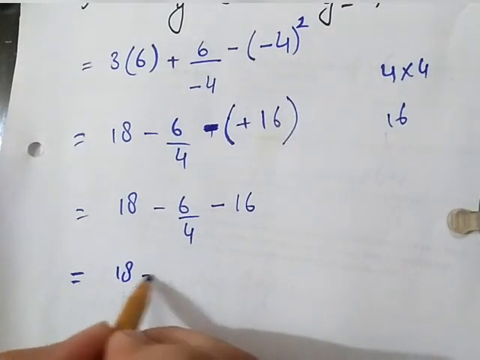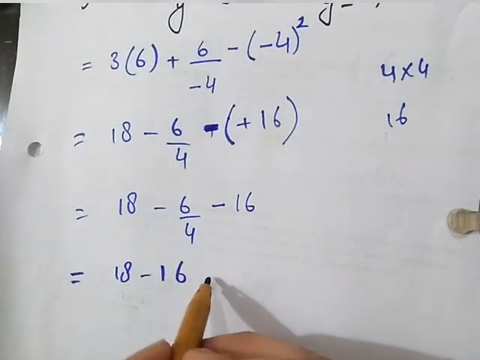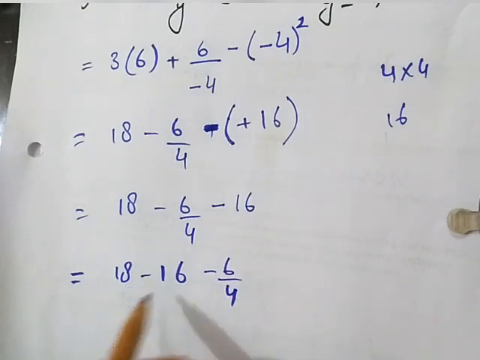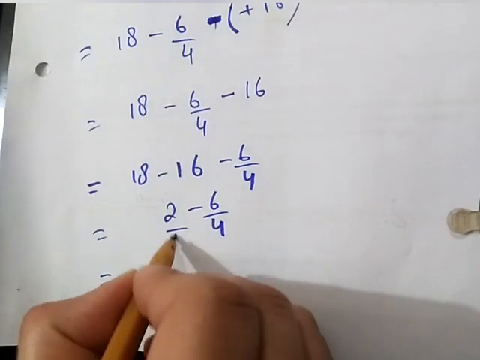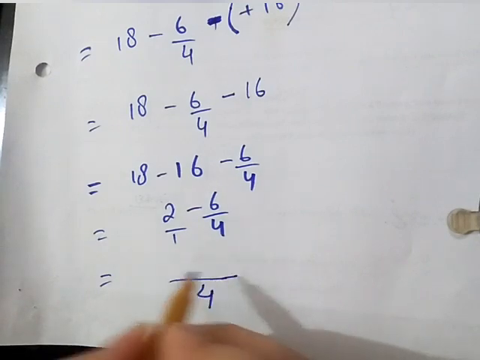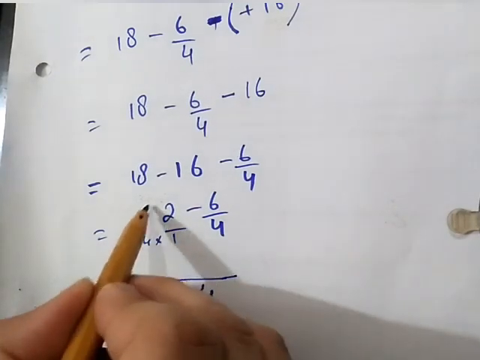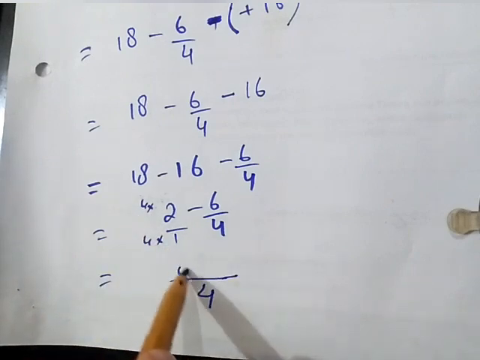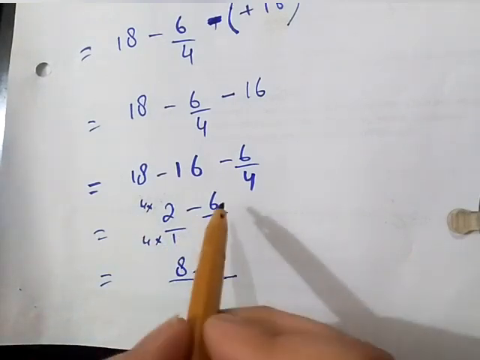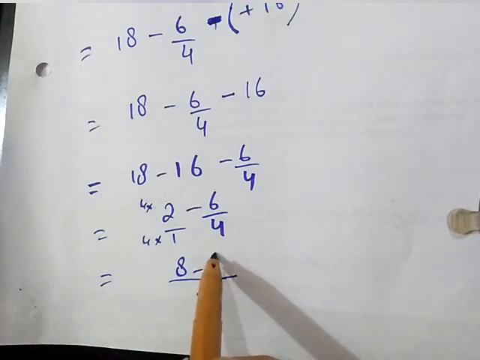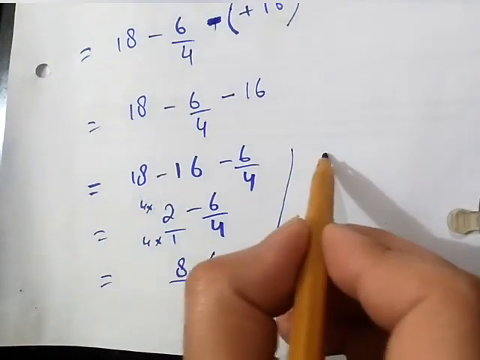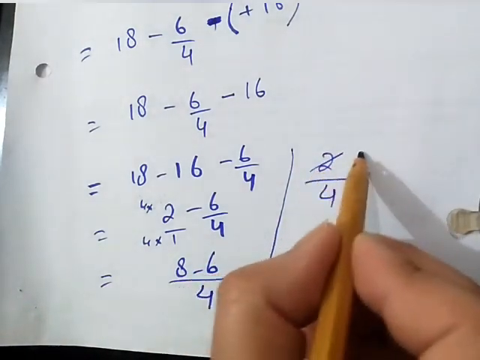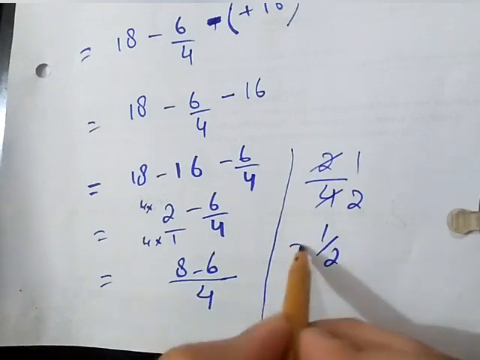Now just solve the question. We first simplify 18 minus 16, then 6 by 4. 18 minus 16 is 2 minus 6 by 4. Now we take the LCM of this. The LCM of 4 and 1 is 4, so we multiply 1 with 4 and also the numerator. 4 2s are 8 minus, then 4 1s are 4, so there's no need to multiply 6 with any number, 6. The next, 8 minus 6 is 2 by 4. 2 1s are 2, 2 2s are 4, so 1 by 2 is your answer.